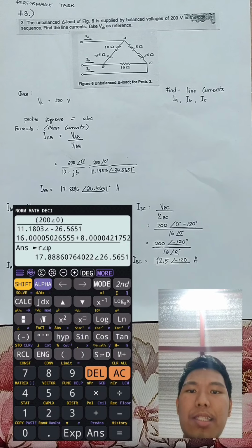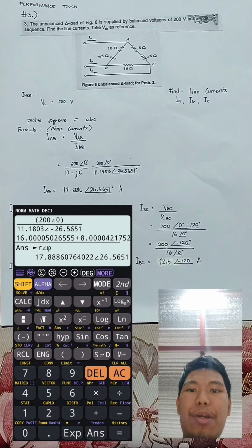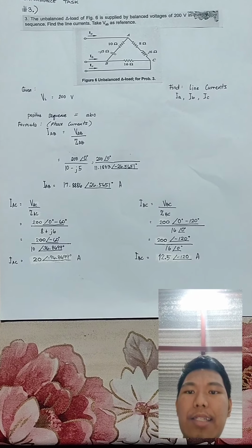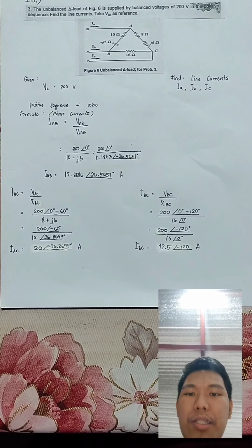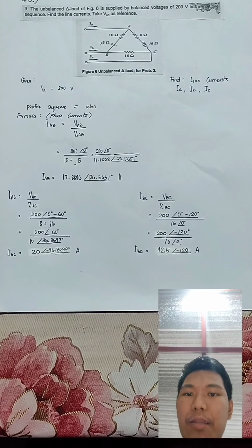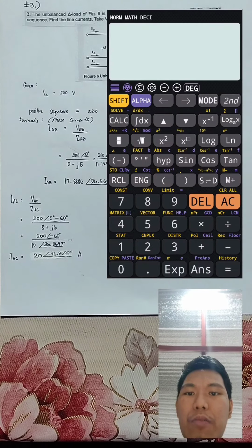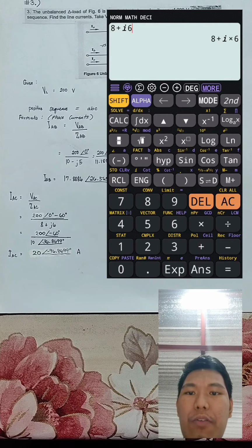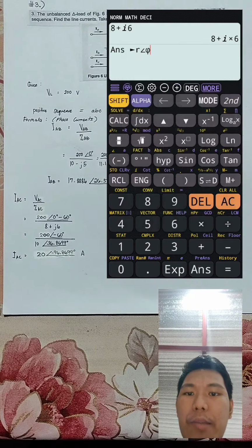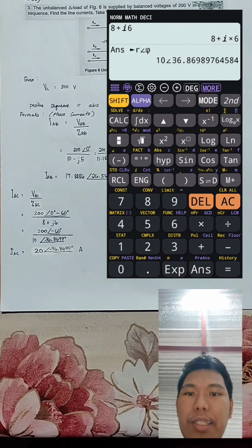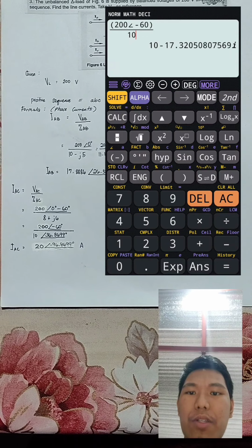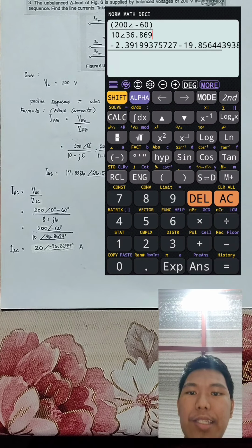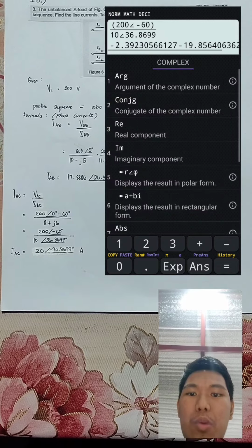200 ∠ 0 degrees over 11.1803 ∠ negative 26.5651 degrees is equal to 17.8886 ∠ 26.5651 degrees ampere. Next, IAC equals VAC over ZAC. 200 ∠ 0 degrees minus 60 degrees over 8 plus j6. We will convert the 8 plus j6 to its polar form, which is equal to 10 ∠ 36.8699 degrees.